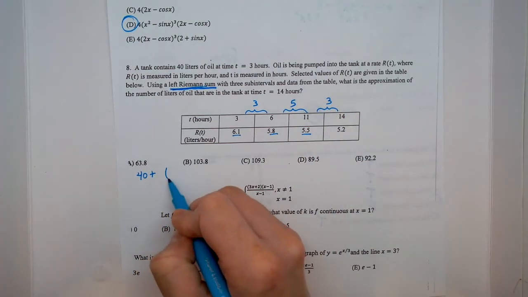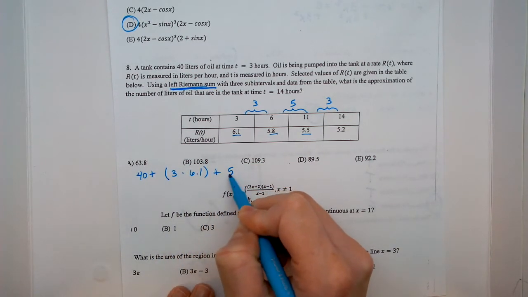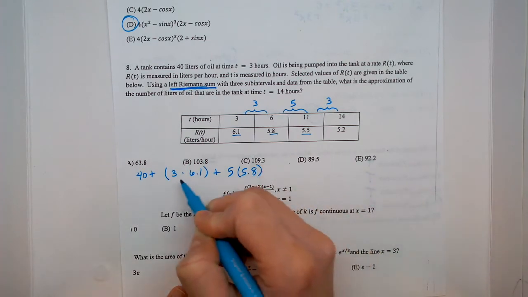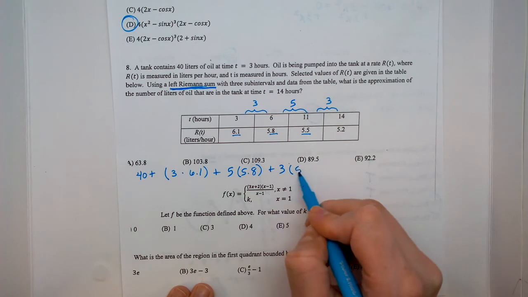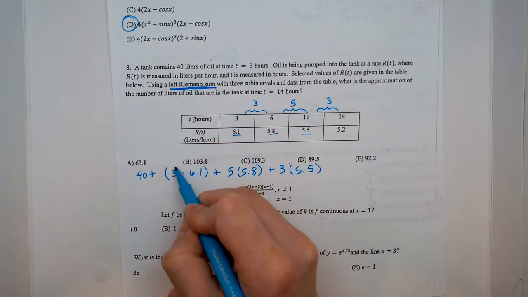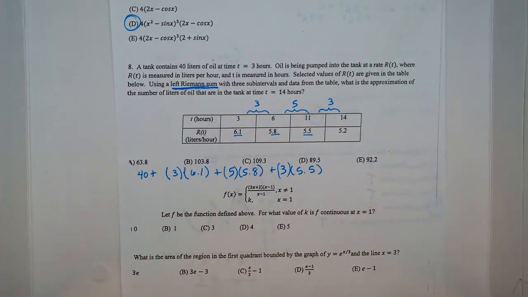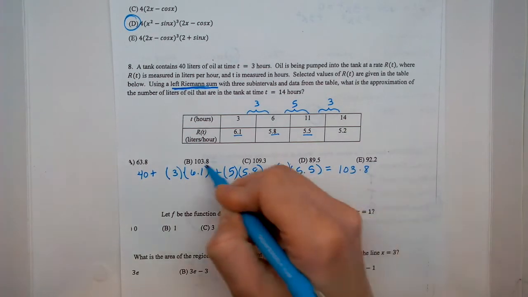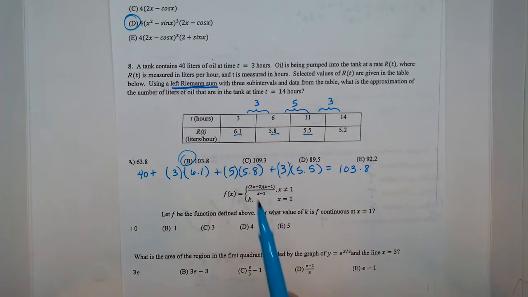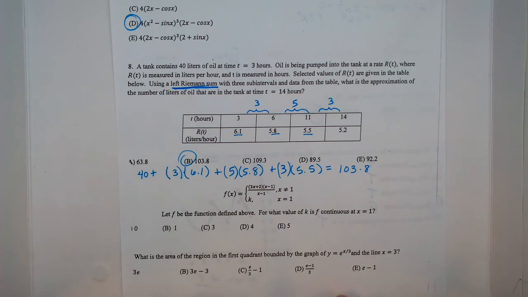So I'll have 40 plus the area of our first rectangle, which will be 3 times 6.1, plus 5 times 5.8, plus 3 times 5.5. Okay, here I guess I should be uniform. Let's do that. You can use your margin to multiply these out and add these up, but you should end up with 103.8. If we were using right Riemann sums, we wouldn't have used 6.1, we would have used these 3 values. So it just depends on what you're asked to do.